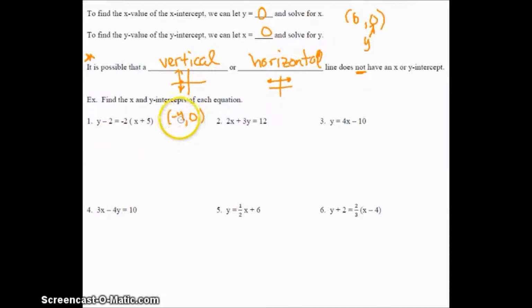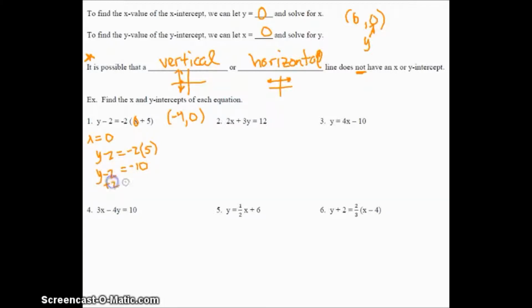All right, welcome back. We have our negative 4 comma 0. This is our x-intercept. For our y-intercept in this case, we're going to set x equal to 0. So anytime you see an x, we're going to plug in a 0. So if you look here, y minus 2 equals negative 2 times, what's 0 plus 5? 5, very good. So negative 2 times 5 is nothing but negative 10 equals y minus 2.